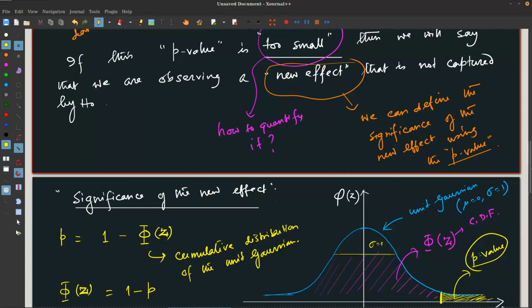It does not tell you which hypothesis is true, by the way. I'll give you examples in a short while. It does not tell you which hypothesis is true. It just tells you that the given hypothesis is bad.